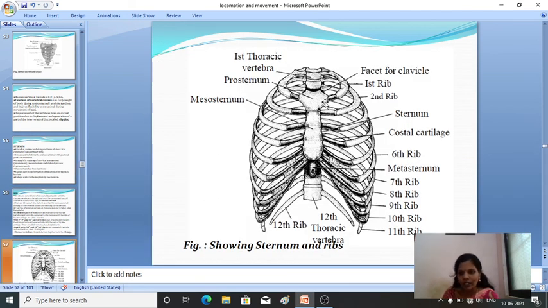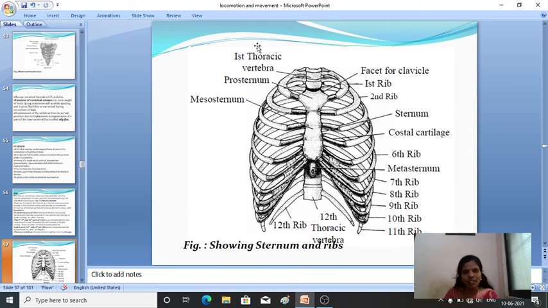So here you can see the different types of ribs. 1 to 7 pairs are commonly known as true ribs, and the 8th, 9th and 10th are called false ribs because they are attached directly to the 7th rib. Then the 11th and 12th ribs are called floating ribs. So this is the structure of the ribs.